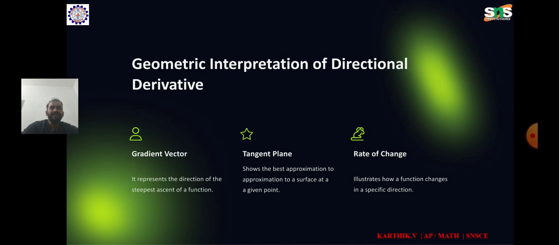Gradient direction. The gradient of the function at a point gives you the direction of the steepest ascent. Directional vector. Now imagine you have another vector, say v, representing the direction you are interested in. This vector could be any direction in the plane or space. Third one is projection. The directional derivative is the projection of the gradient vector onto the direction vector v. In other words, it tells you how much of the change in the function is happening along the chosen direction.